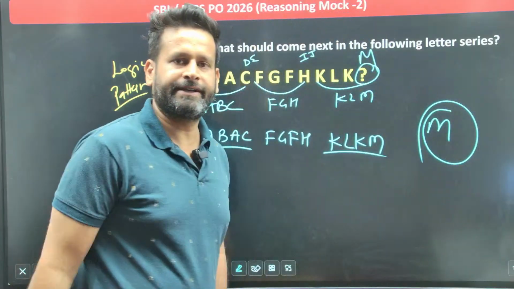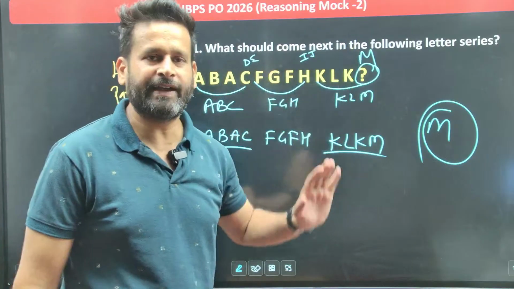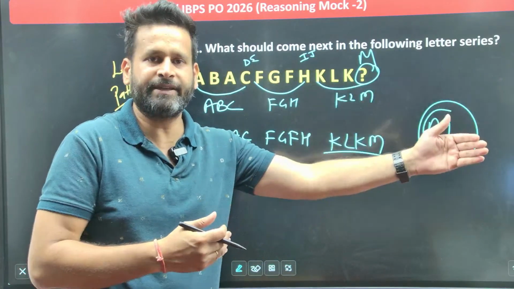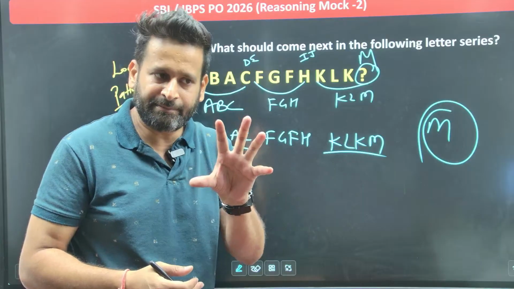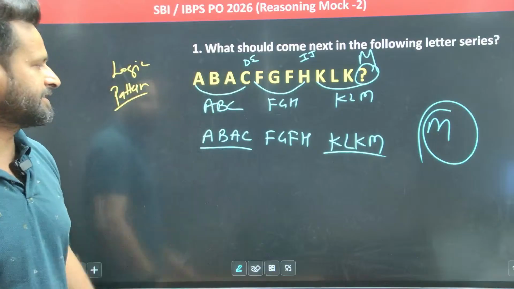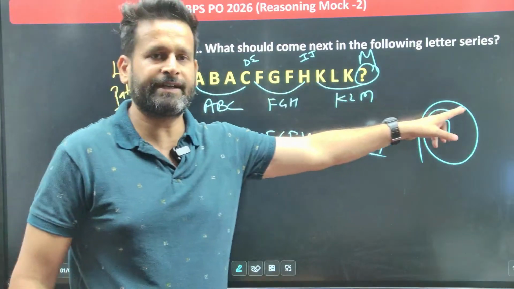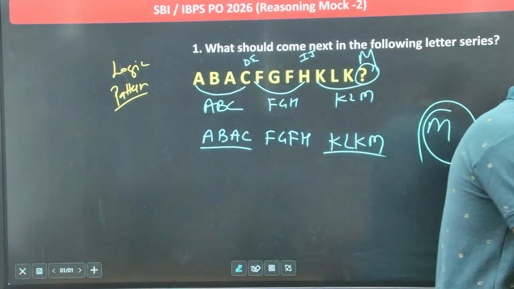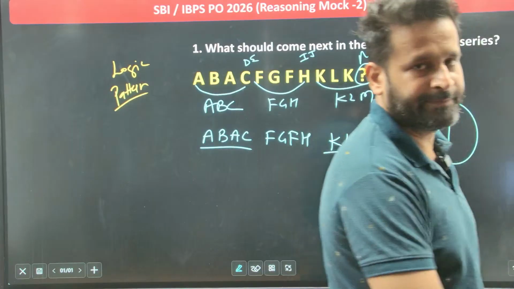This was your question. First, you need to find the pattern of how the alphabets are coming, then internally, in that packet, how the letters are getting arranged. That is the second logic you need to find. Correct answer: what will come in place of the question mark? It will be M.